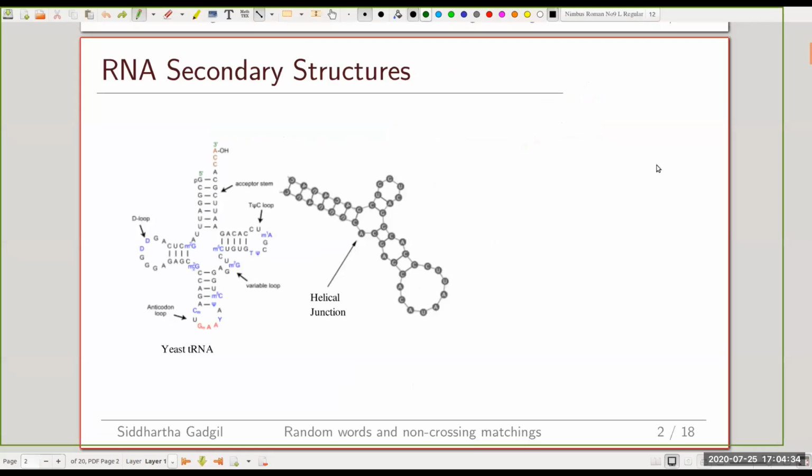Okay. So let me begin the story with RNA, ribonucleic acid, and secondary structures of RNA, to be specific. So what do I mean by secondary structures of RNA? These macromolecules, DNA, RNA, proteins, are all long strands, made of specific smaller units. In the case of proteins, these are amino acids. There are 20 of them. Now there are some more synthetic ones as well, but in nature there are 20 amino acids.